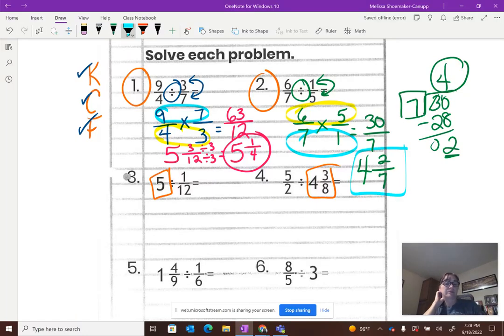Okay, now absorb that, get the practice page from me, and let's do some more practice. Good luck.